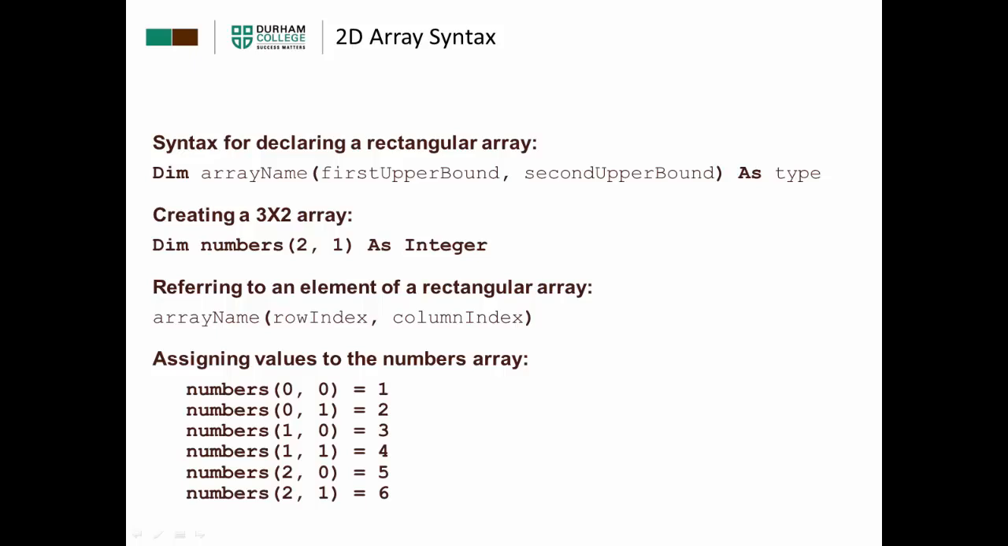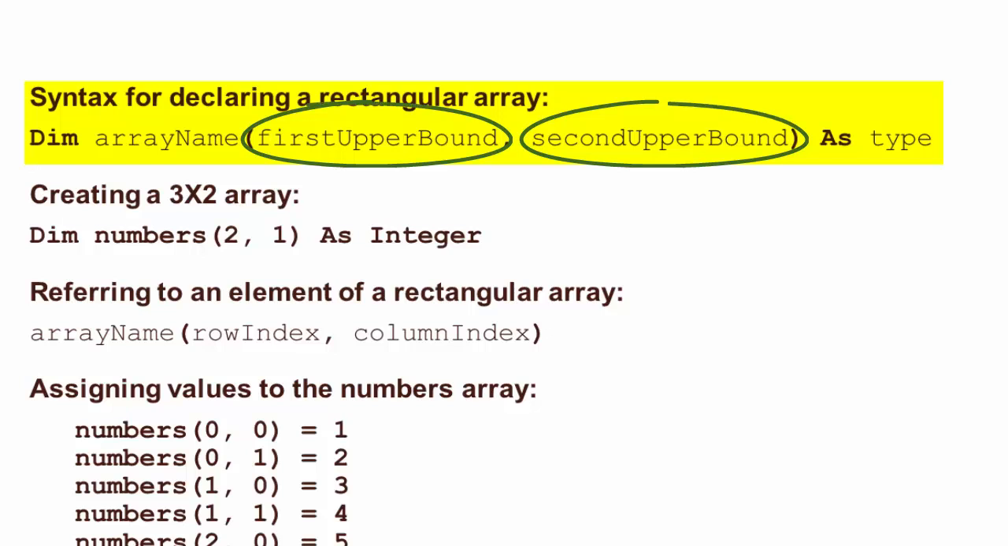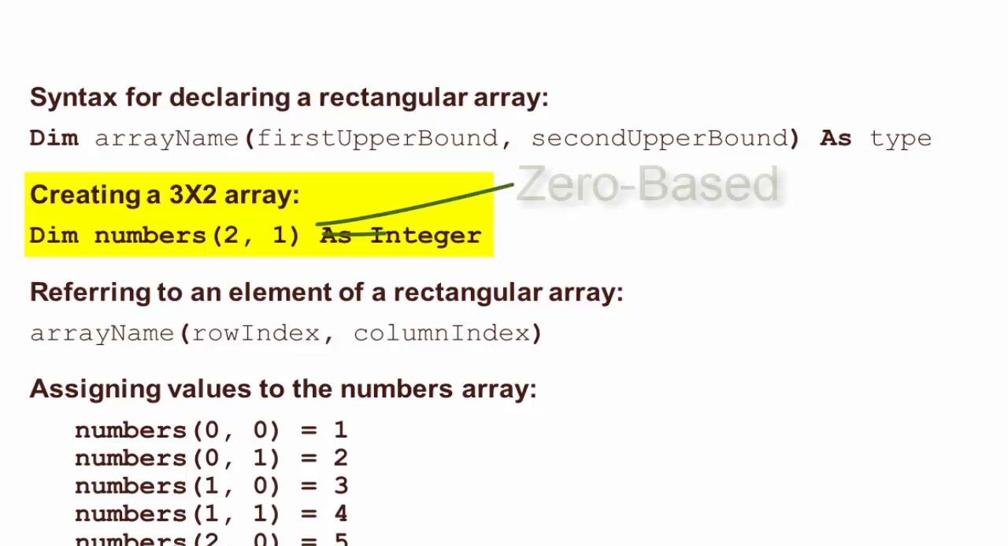We're going to have a detailed code example in the next video, but for now here's a look at some syntax. This one is specifically for a two-dimensional array. The syntax is fairly similar to the one-dimensional arrays, but there are two upper bounds. So for a 3-row by 2-column array, we do 2, 1. Again, the indexes are all zero-based.